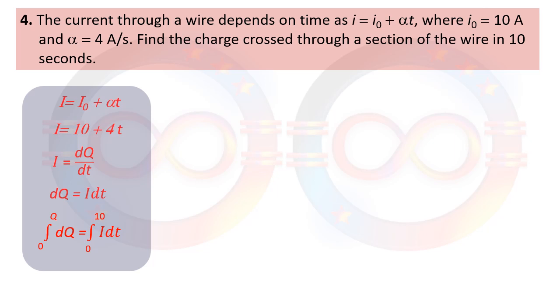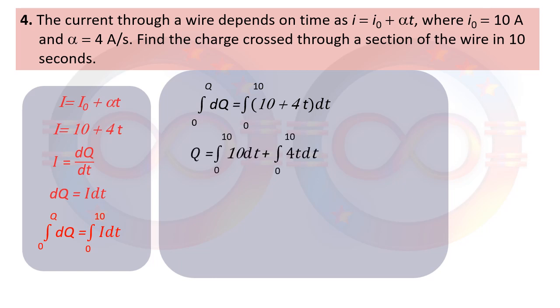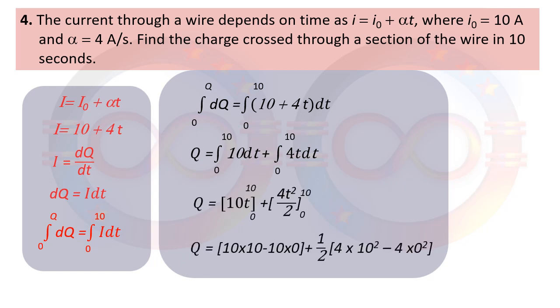So integration of dq will be q, and then the value of I we put here, 10 plus 4t. After integration, 10t plus 4 times t square upon 2. So after putting the higher limit minus the lower limit, we will be getting the value of charge which is passing through as 300 coulomb.